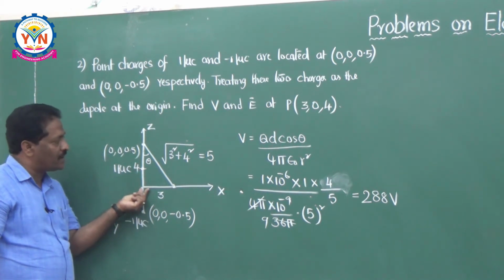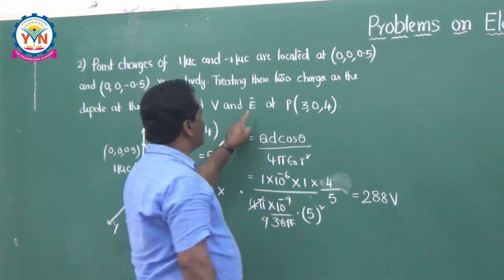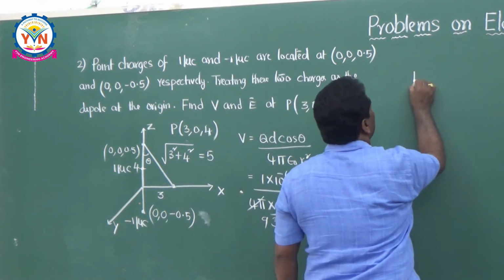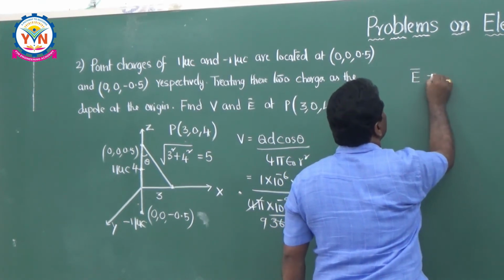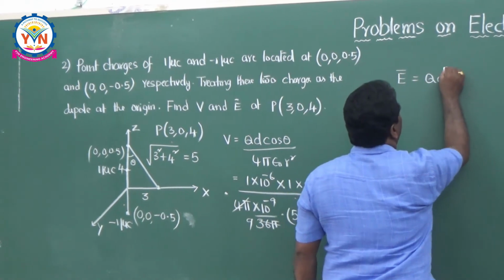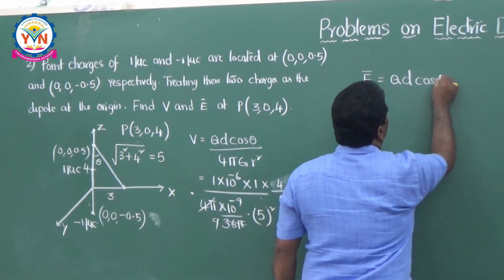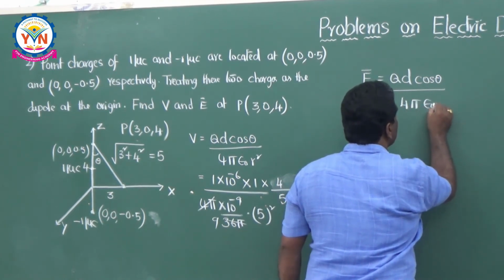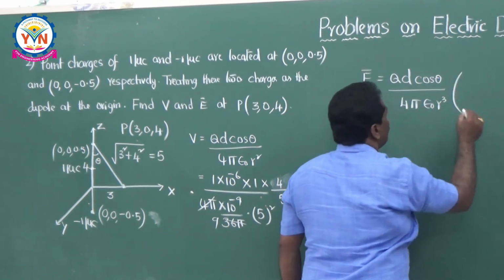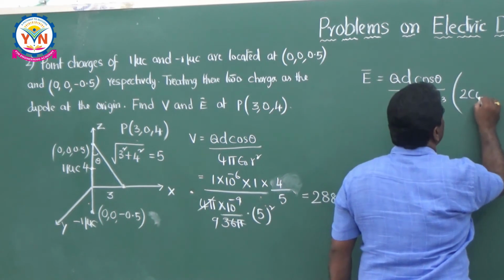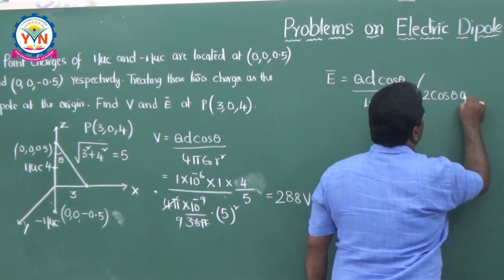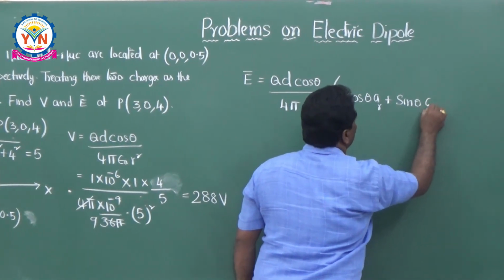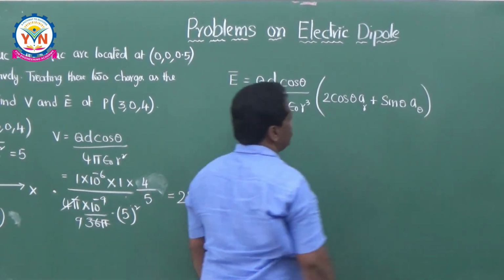Centered at the origin. Now calculating the electric field intensity at this point P. So you know electric field intensity of the dipole is equal to QD by 4 pi epsilon naught into r cube, into 2 cos theta AR plus sin theta A theta.